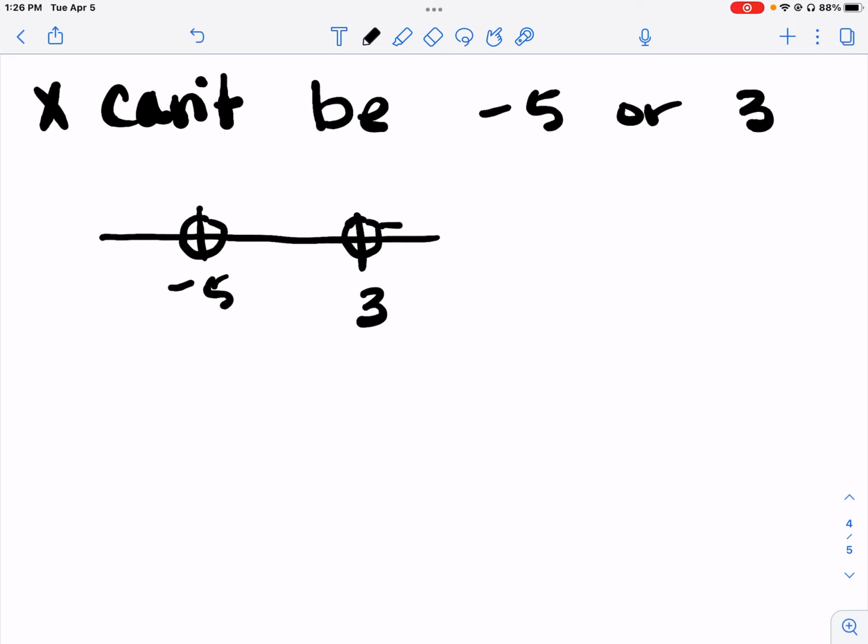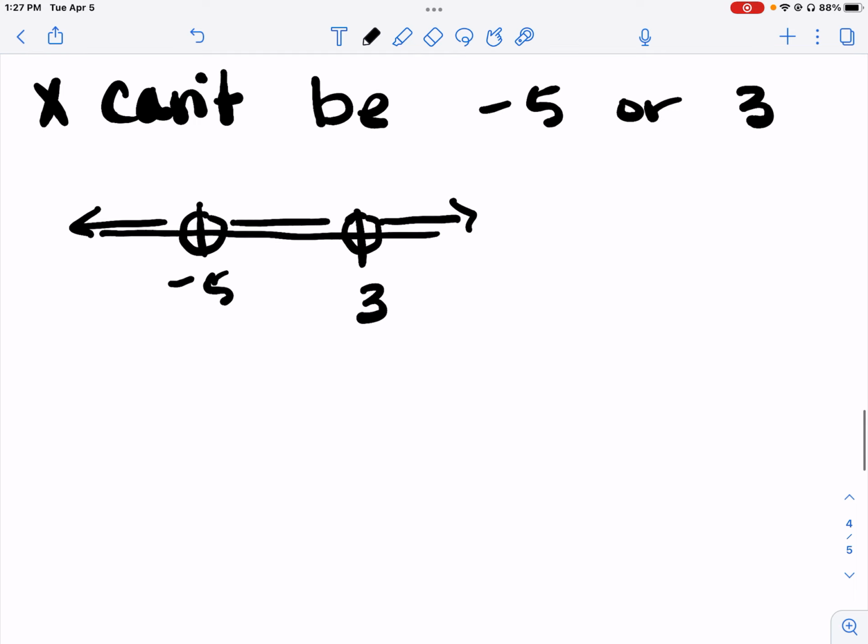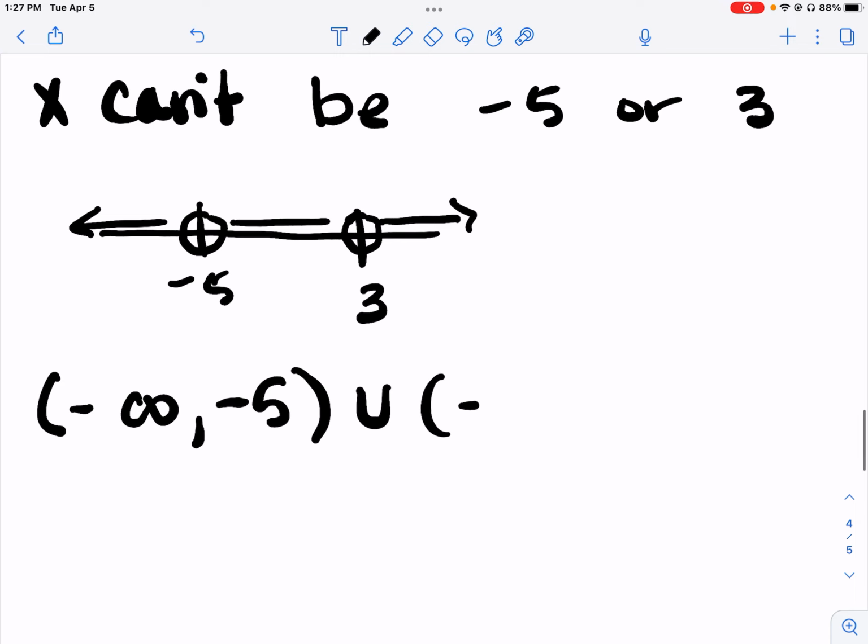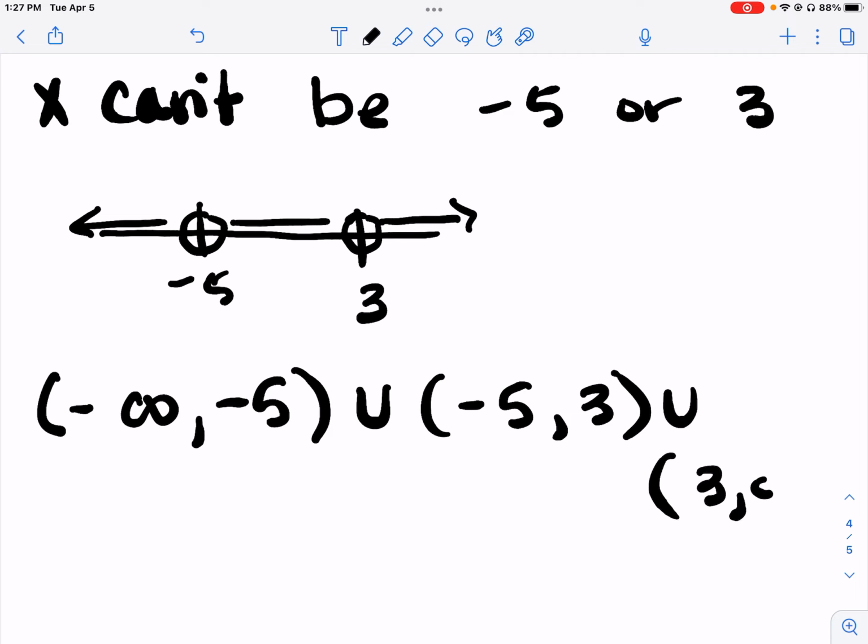Okay, open circle because it can't equal those. It can be anything other than those two numbers. So left to right, -infinity to -5. In the middle, -5 to 3. And then 3 to infinity. The parentheses are because we're not including those two numbers.